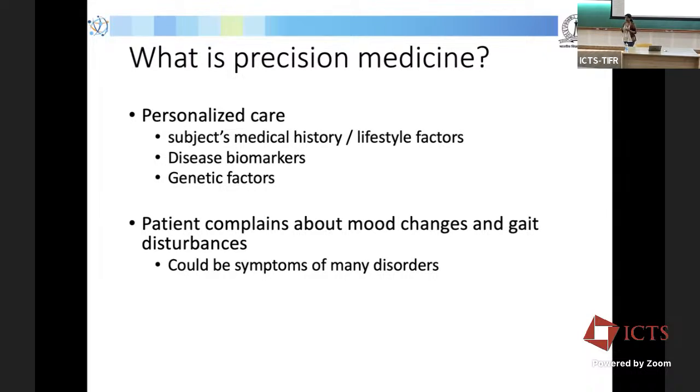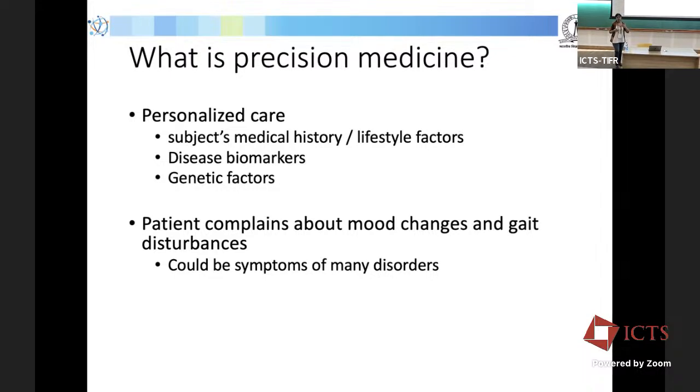So if they have taken routine scans, what can we say about various lesions or structural abnormalities that we find in their scans? And finally, genetic factors, if we have access to them, the genome information, or to some extent from their family history as well.